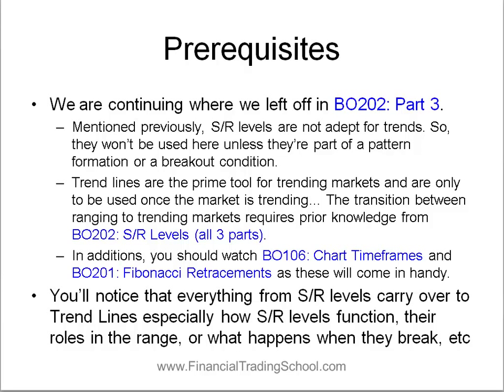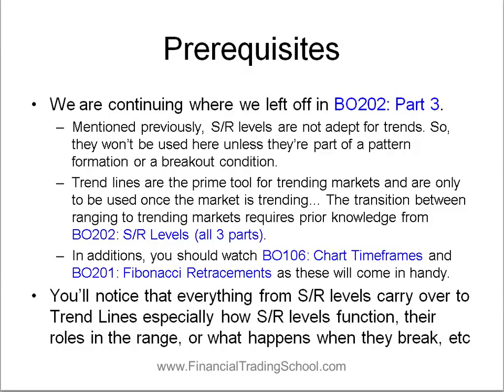So basically, trend lines are the prime tool for drawing trending markets, because you can show exactly where the channel is, if it's going down or if it's going up, and they're only to be used once the market is actually trending. The transition between ranging and trending market requires prior knowledge from BO202 SR levels, because you need to draw your support resistance levels in order to know what levels have to break, and then once they break those levels, it becomes a breakout condition, and then once it breaks out, it might turn into a trend or it might turn into another range. So that will determine how you trade these.